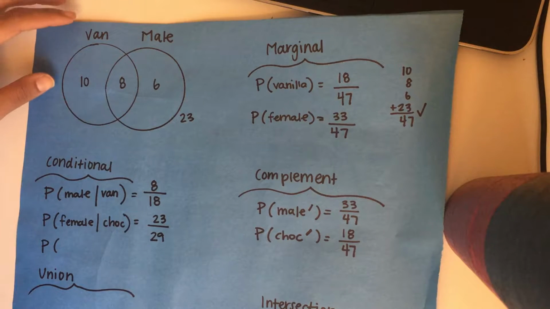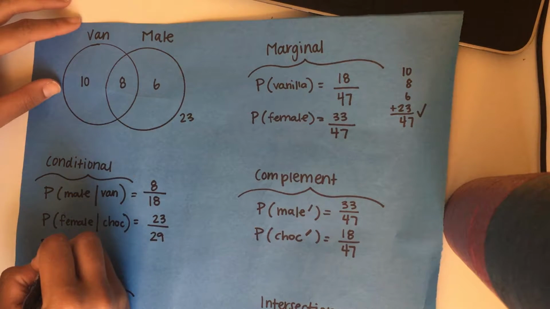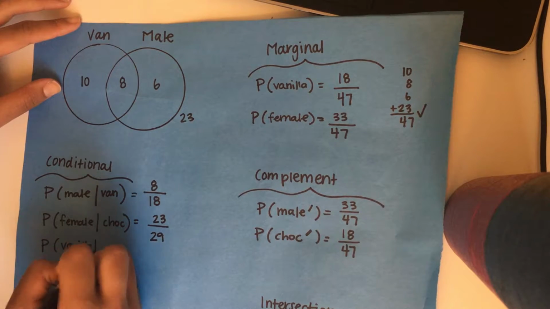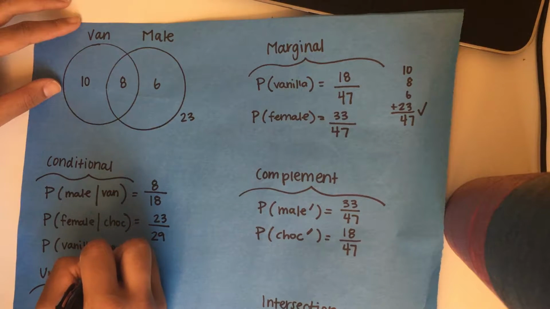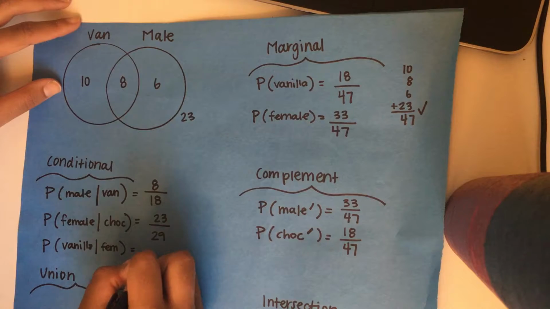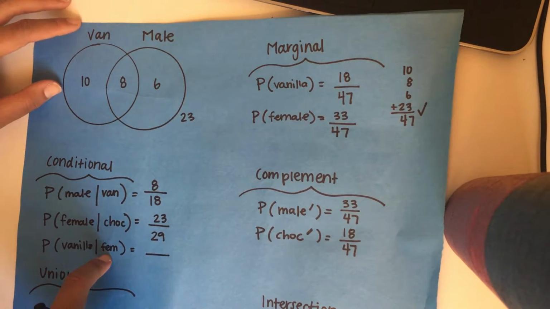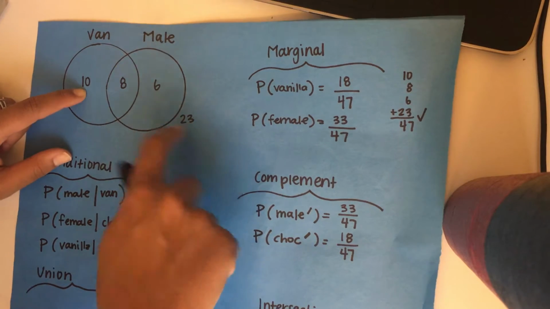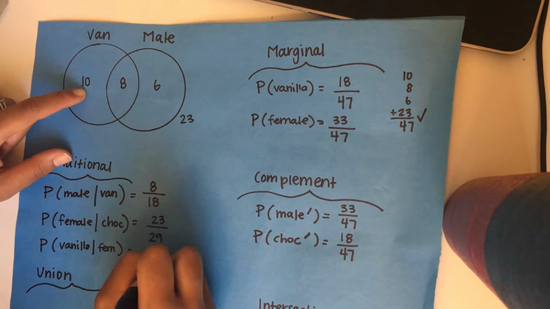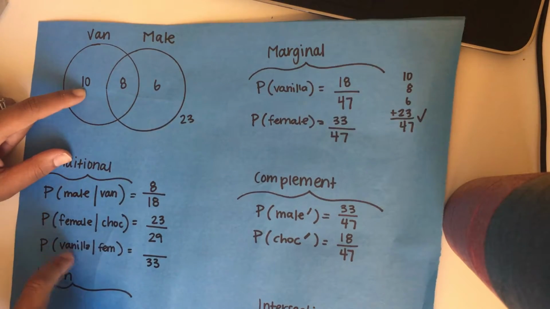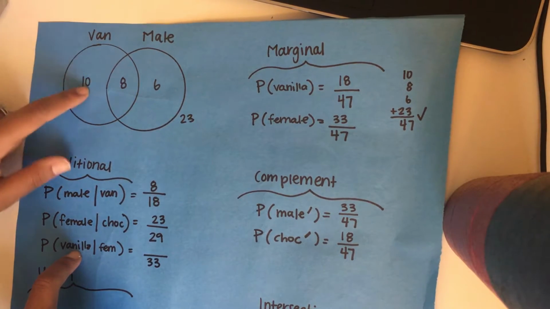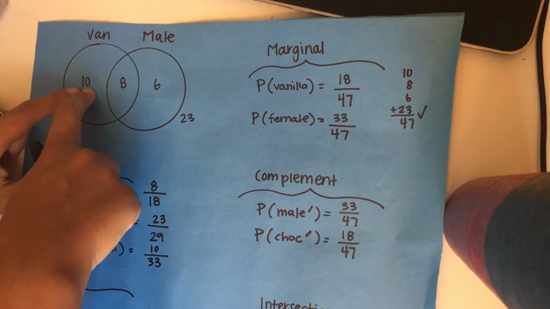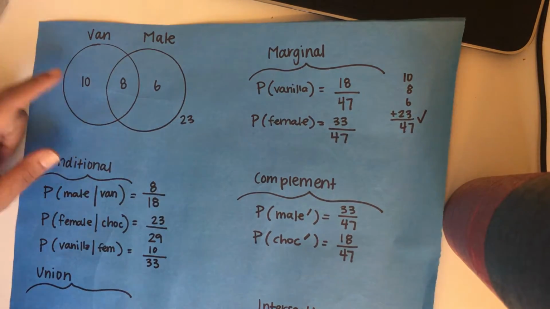Now let's talk about maybe the probability that someone likes vanilla, given that they are female. Well, our sample space is all the females, so we know that there's 10 females over here and 23 over here. That's 33. And how many of the females like vanilla? Well, we've got those 10 in the vanilla circle. We know that these are females because they're not in the male circle.